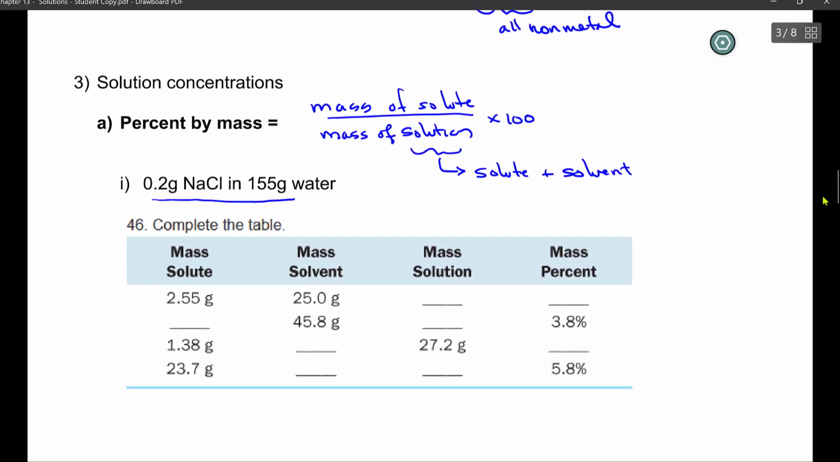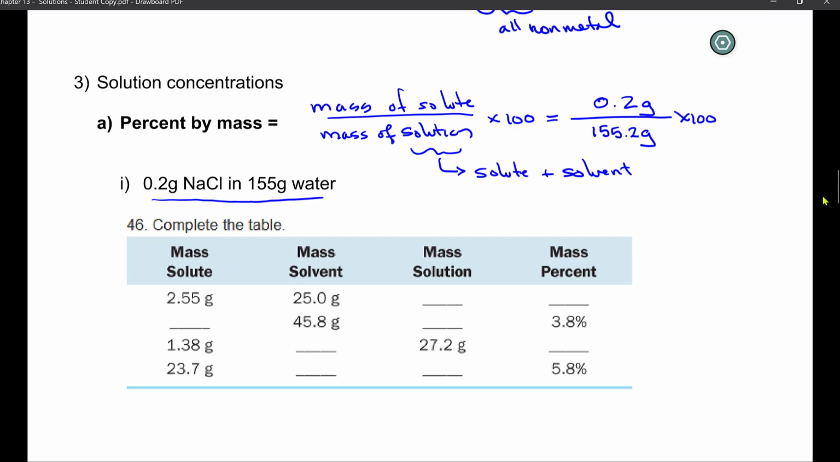If I have 0.2 grams of sodium chloride in 155 grams of water, the solute would be sodium chloride, so it would be 0.2 grams. And then the solution wouldn't be 0.2 or 155, it would be 155.2. It would be the combination of those two. And then we multiply by 100. So when you're given the mass and you're asked to calculate the percent concentration, it's relatively easy. So now I do 0.2 divided by 155.2, and I multiply that by 100.